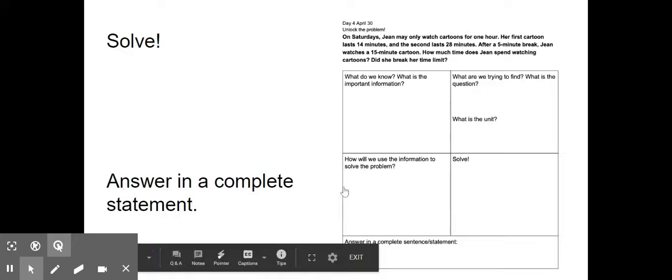When you are done solving the problem, also make sure to write your answer in a complete sentence. Your sentence could start, Jean spends blank minutes watching TV.